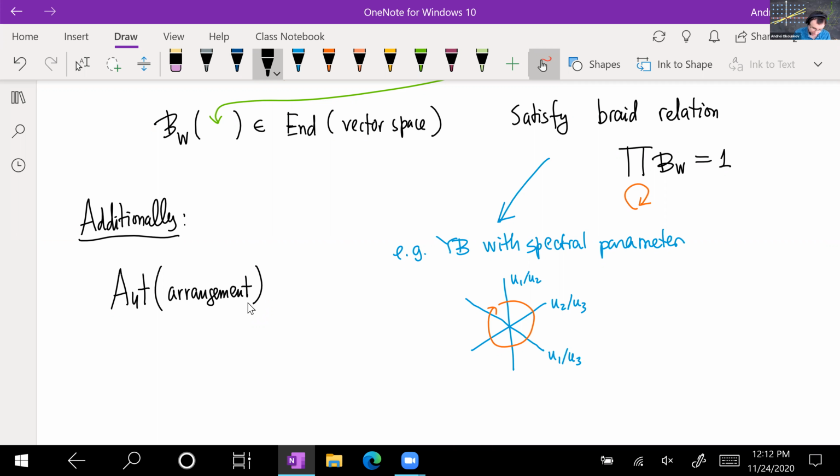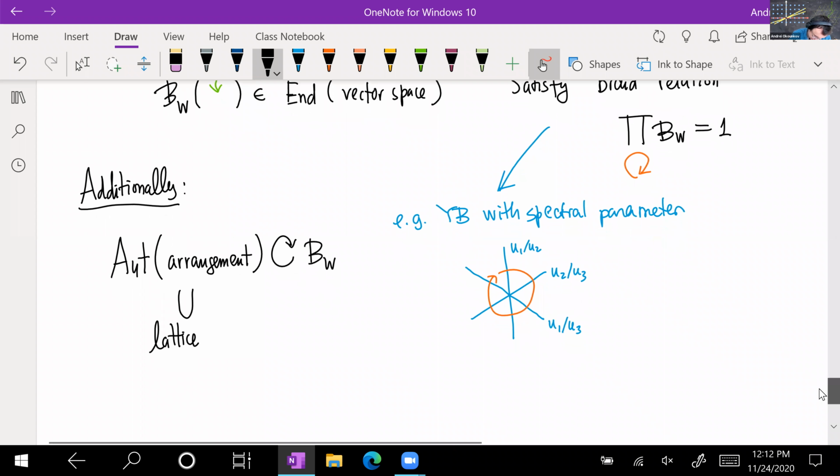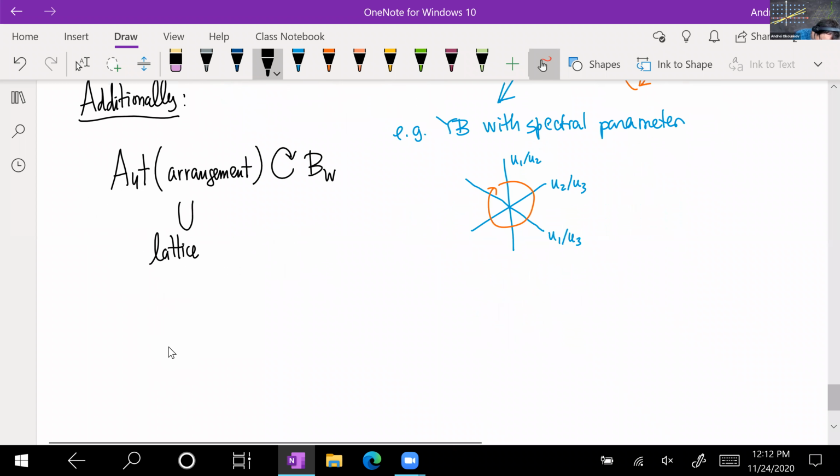And the automorphisms of my arrangement always include the lattice, since I take my arrangement to be periodic. And then they operate on this B of V. And how would they operate? If I take my B of V, and maybe I have an automorphism, call it tau, since we're thinking about translations.